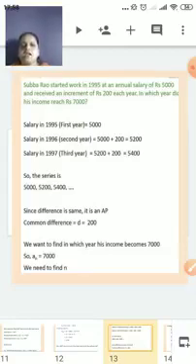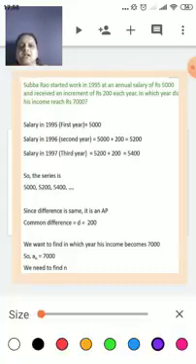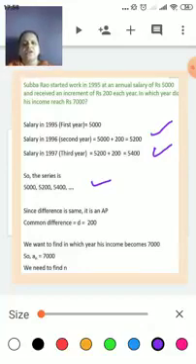Means what? In 1996, her salary will become 5,000 plus 200, that is 5,200. In the third year, that is 1997, her salary will become 5,400, and so on. So if you write the AP, it will become 5,000, 5,200, 5,400, and so on. Now, can you see the difference in this sequence? What will be your d value? It is simply nothing but 200, because 5,200 minus 5,000 is 200.